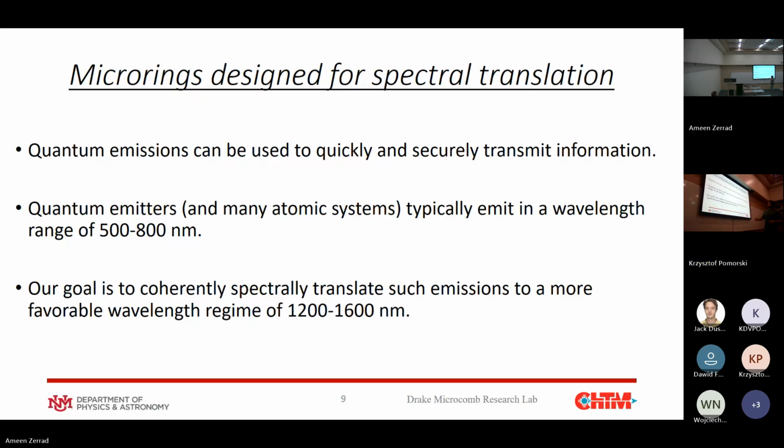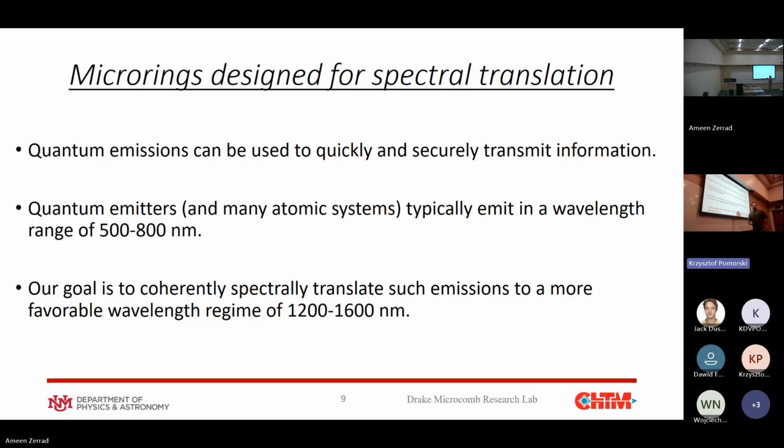I do too. But anyway, here's the challenge we face with having these quantum emissions on a chip, and it's the range at which they emit. Typically, they emit in a wavelength of 500 to 800 nanometers. Of course, there are some efforts to have new quantum emitters that emit more towards the telecom, but in bulk, usually they emit in this range.